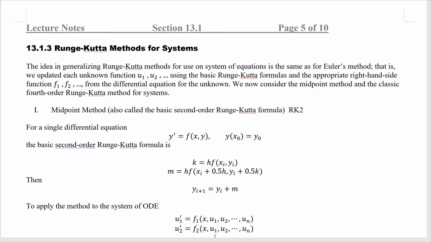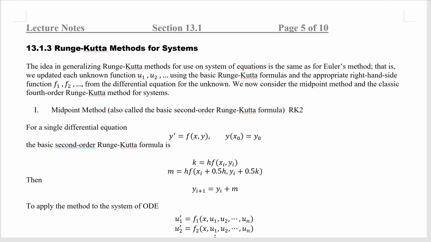Hi everyone, let's continue to talk about the Runge-Kutta method for systems of first-order ODE. The idea in generalizing the Runge-Kutta method for use on systems of differential equations is the same as for Euler's method. That is, we update each unknown function u1, u2 using the basic Runge-Kutta formula and the appropriate right-hand side functions f1, f2 from the differential equations for the unknowns. We now consider the midpoint method and the classic fourth-order Runge-Kutta method for systems.